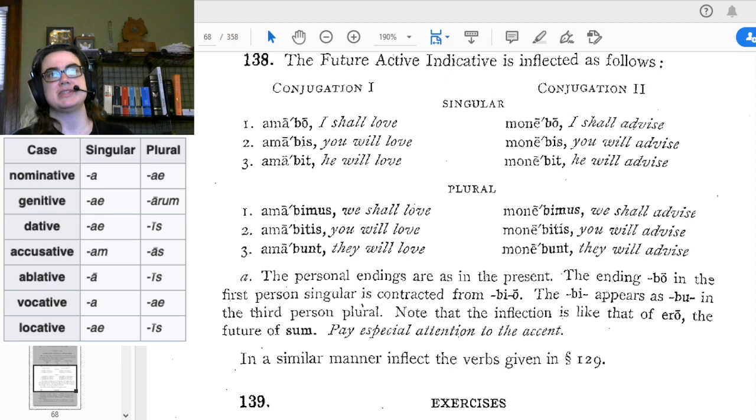I'm a bo, I'm a bis, I'm a bit, I'm a bimus, I'm a bitis, I'm a bunt. The NT plus the I sound become a bunt. And then the I and the O becomes just an O, contracts. Moneo, monebis, monebit, monebimus, monebitis, monebunt. So a little bit more complicated than the imperfect ba, but not too bad. Only different in the first singular and the third plural, bo and bunt.